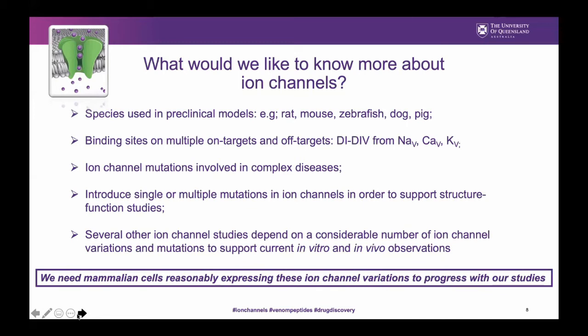What is the effect of ion channel mutations involved in complex diseases in the actual activity of the ion channel? We also would like to introduce single and multiple mutations in ion channels in order to support the structural functional studies. There are a number of ion channel studies that depend on a considerable number of ion channel variations and mutations to support current in vitro and in vivo observations. But to achieve that, we need mammalian cell lines reasonably expressing these ion channel variations to progress with our studies.